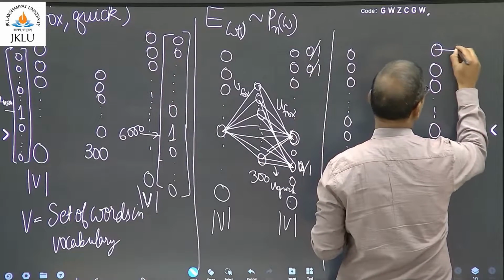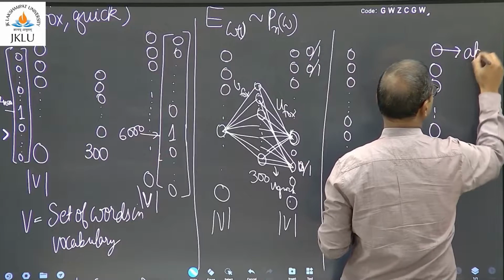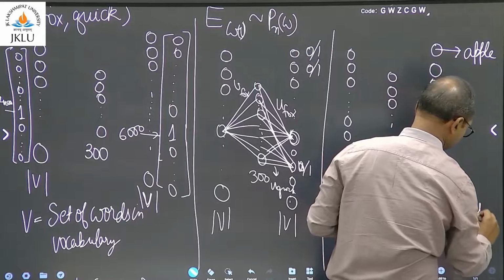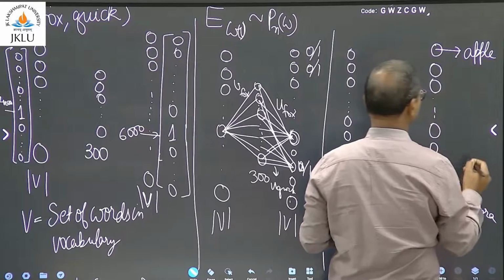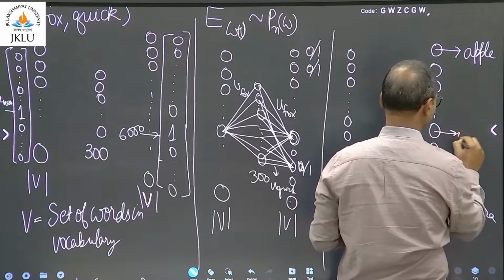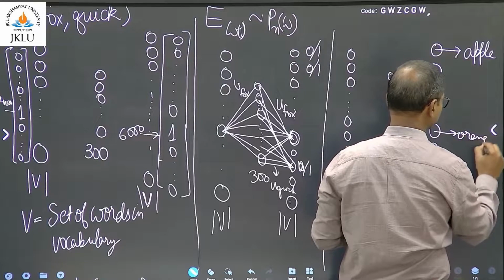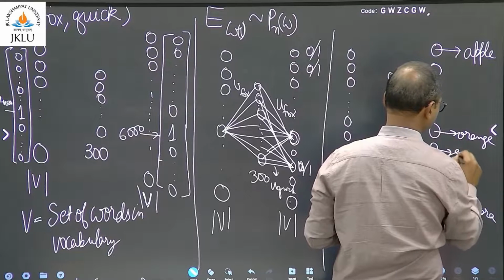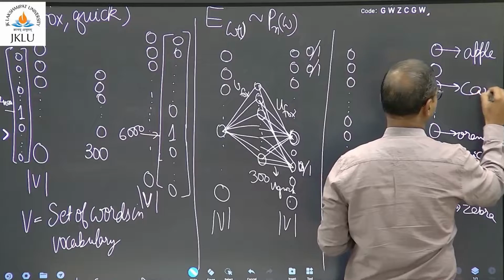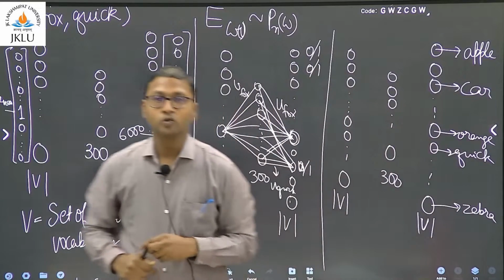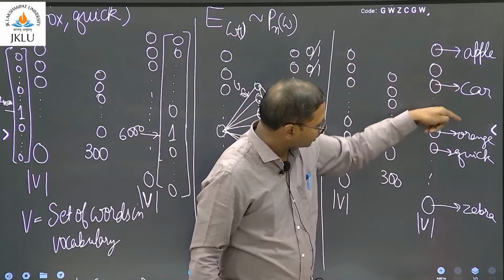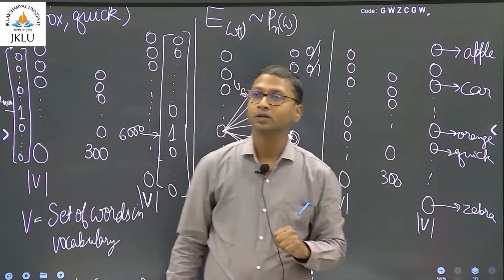So let's say this is apple, let's say this is zebra, what more? Orange, this was quick, and this was car. So which are negative samples? Except quick: apple, car, orange, zebra. These are my 4 negative samples.